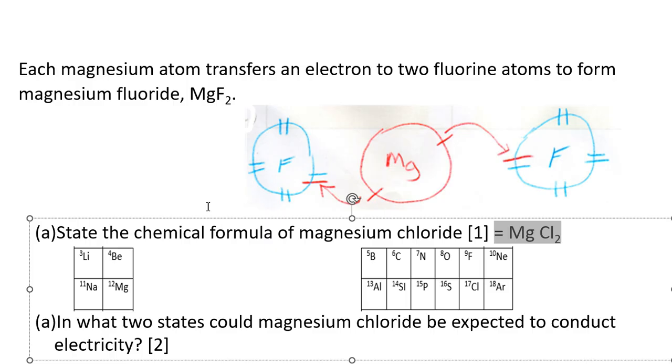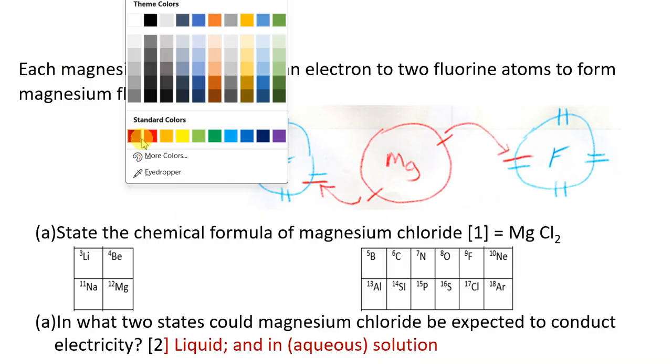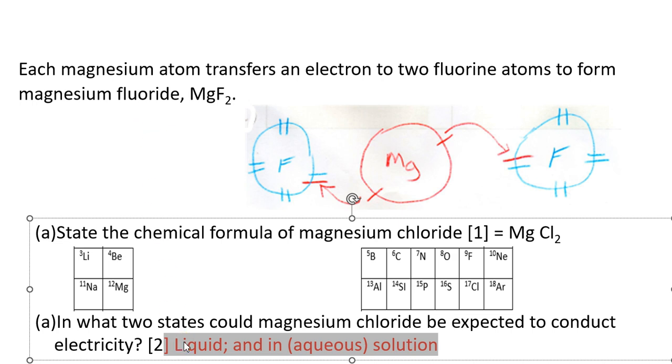Atoms of elements in the same group behave in similar ways. And I see a 2-point question below. In what 2 states could magnesium chloride be expected to conduct electricity? Ions have to be free to move. And in that case, my ions are going to have to be liquid or dissolved in water, in aqueous solution. That's 2 statements, 2 points.